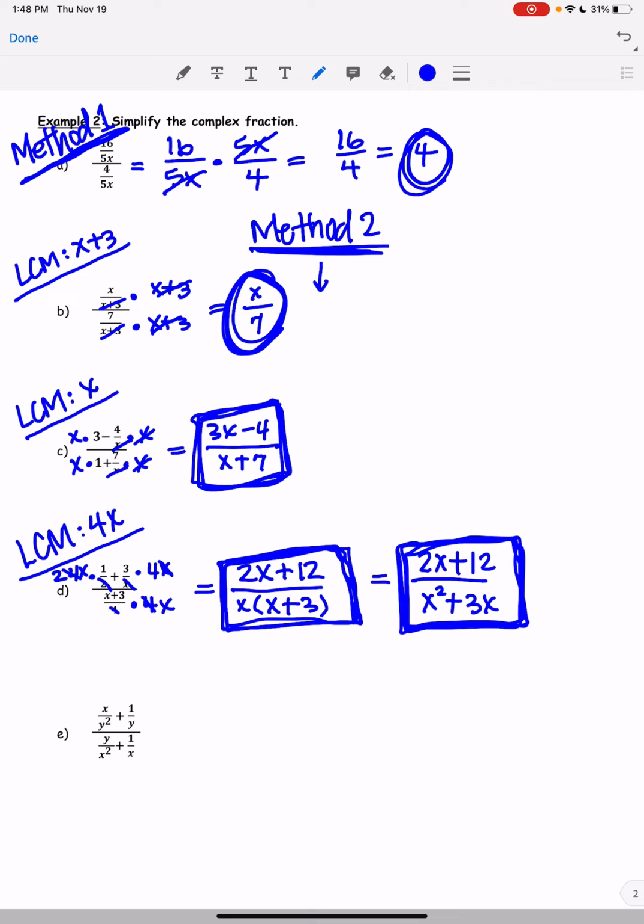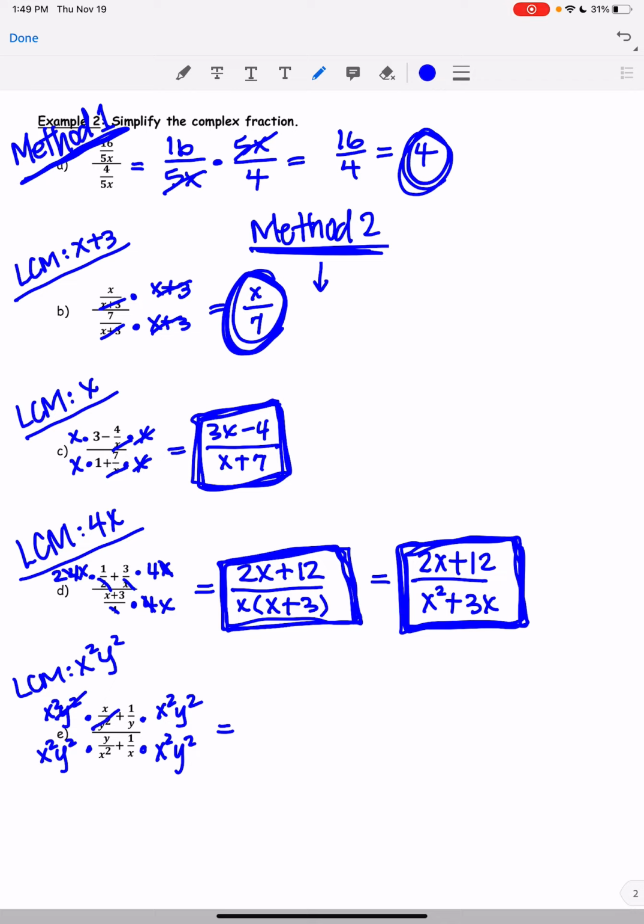And then lastly on E, we've got y squared, y, x squared, and x. So my LCM here is x squared y squared. So we're going to multiply this by x squared y squared, this by x squared y squared, and both terms in the bottom.